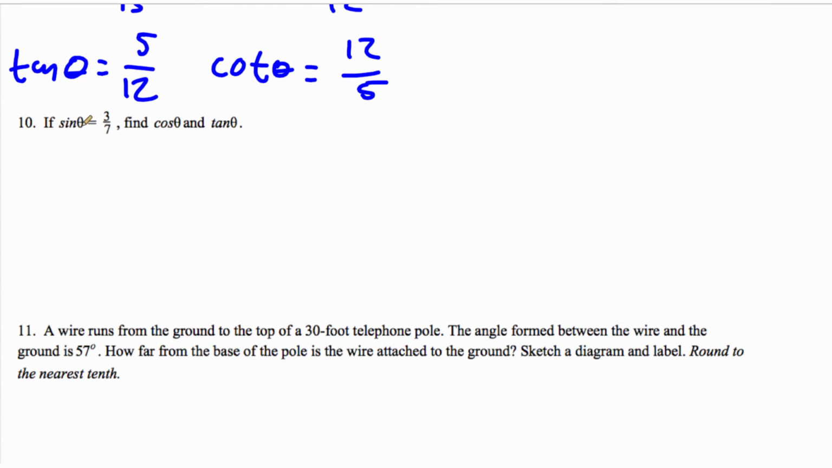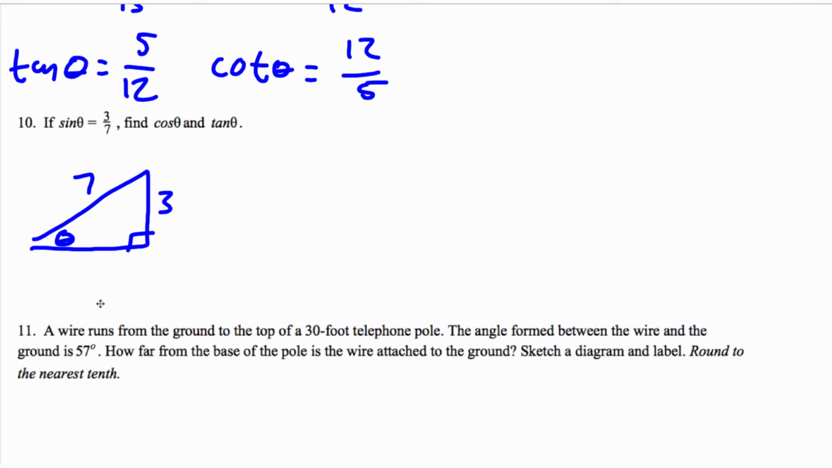Taking a look at number 10, we're told that the sine of angle theta is 3 over 7, and we want to use that to help us find the cosine and the tangent. Now, I think the best way to go about this would be to draw out a right triangle. I'm going to put theta down here in the bottom left-hand corner. There's our right angle. The sine of theta gives us the opposite side and the hypotenuse. So the opposite side has to be 3, the hypotenuse has to be 7.